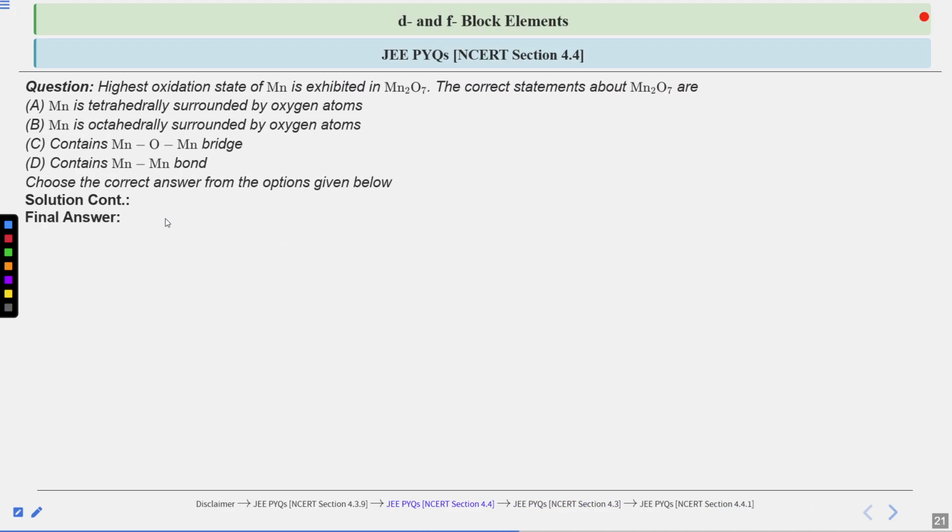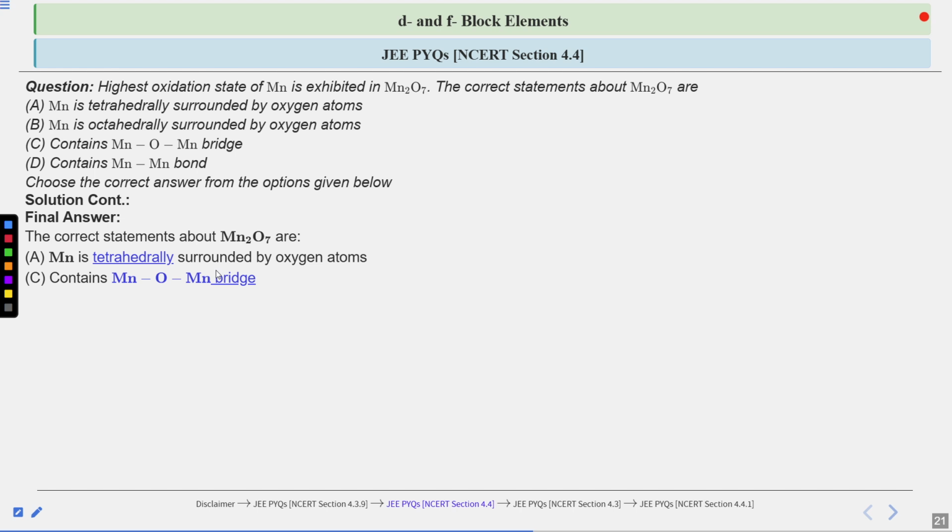So let's finalize the answer. The correct statements about the manganese oxide Mn2O7, where manganese is exhibiting +7 oxidation state, the highest manganese oxidation state: manganese is tetrahedrally surrounded by oxygen atoms. That is statement A. And Mn2O7 is containing an Mn-O-Mn bridge. It is also a correct statement. That is statement C. Thus our correct statements are A and C. So option 1 is our correct answer.